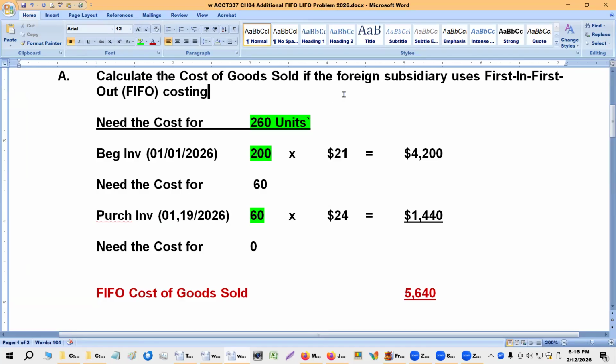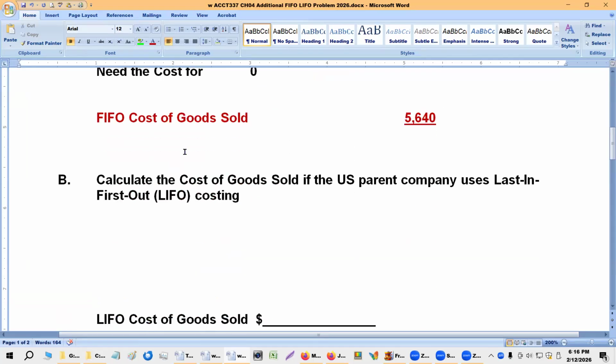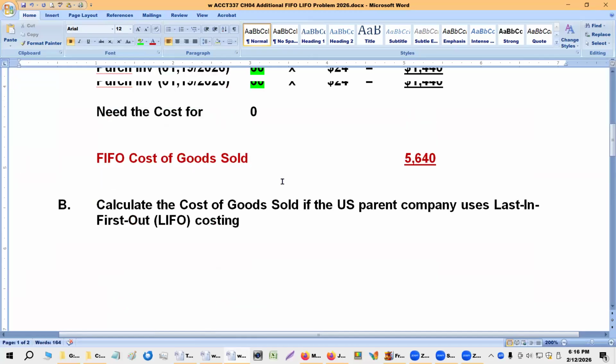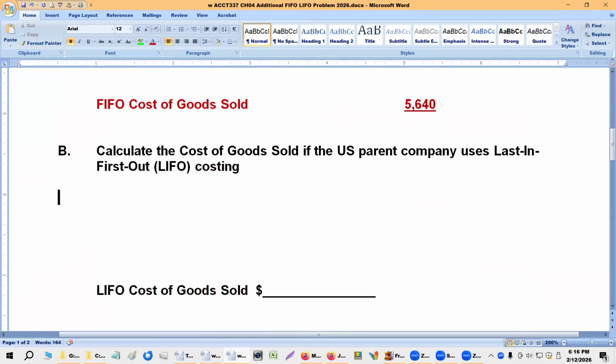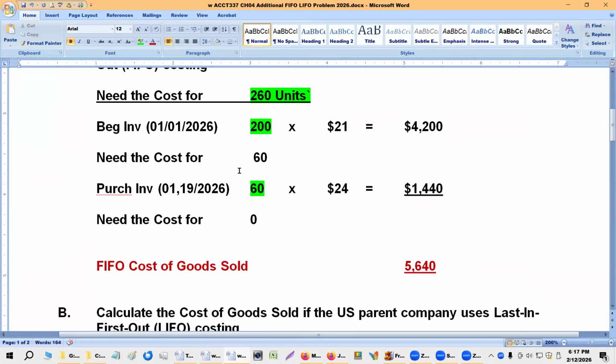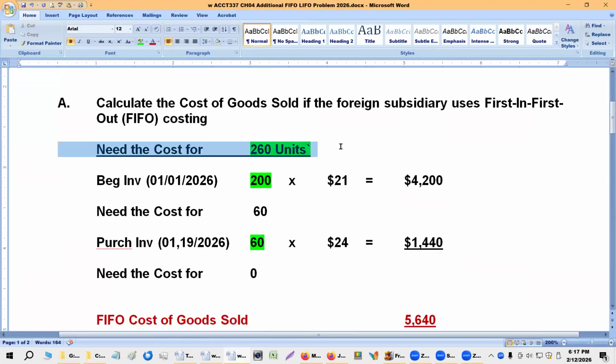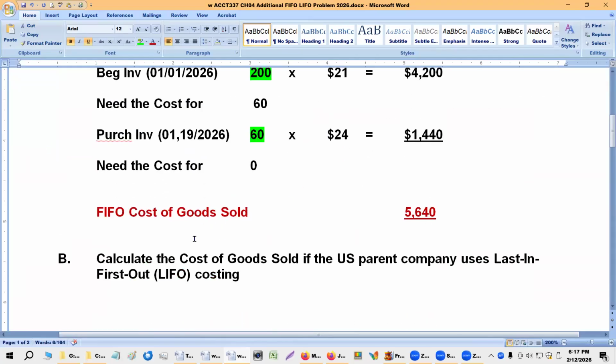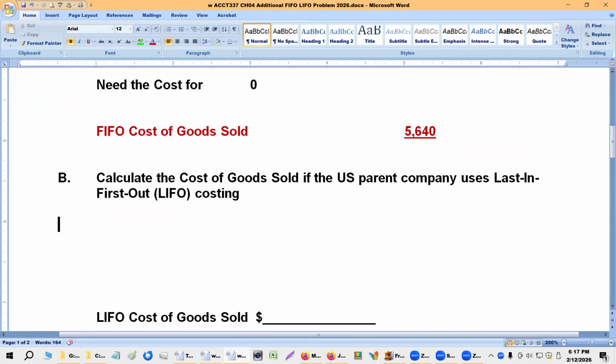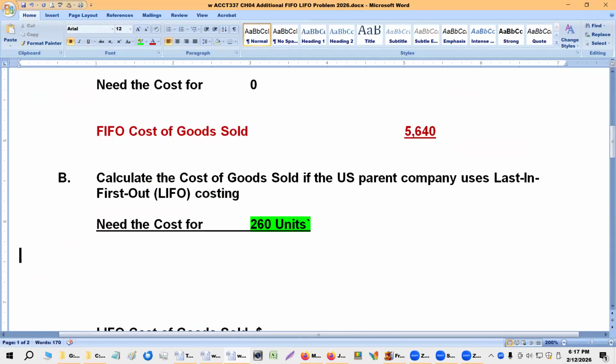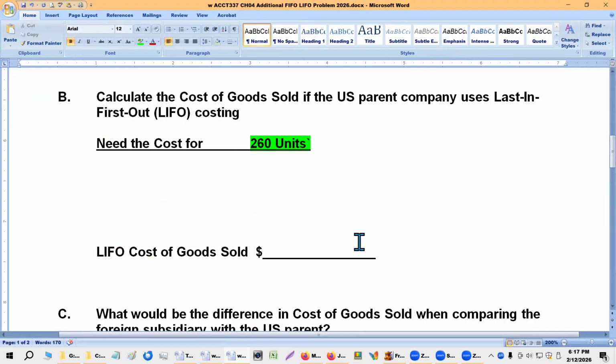Okay, let's go to the US standards. And let's see, we need the cost for, oh, I'm going to copy that down. See, I'm showing you guys how to be lazy like me. Still need the cost for 260 units, but we're going to use the last ones in, or first out.